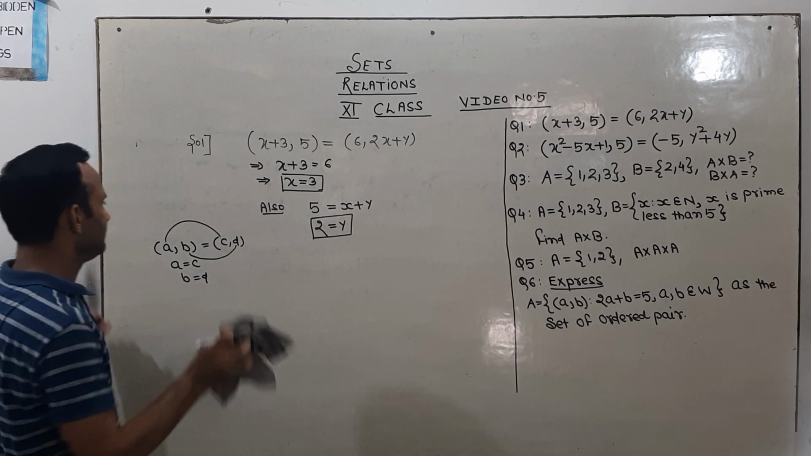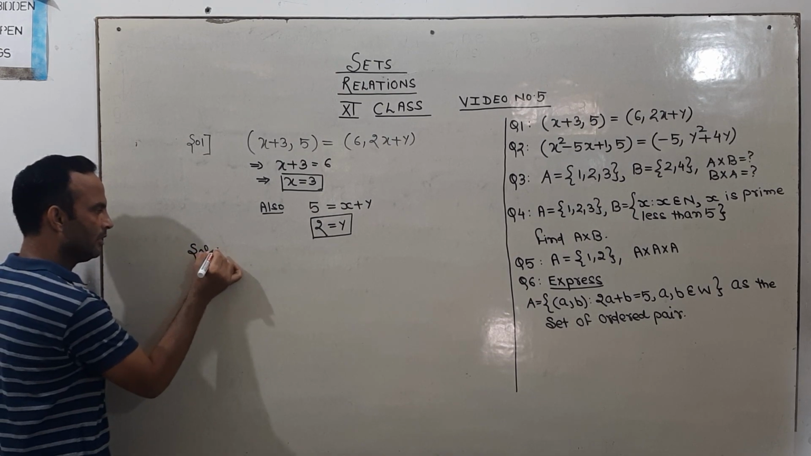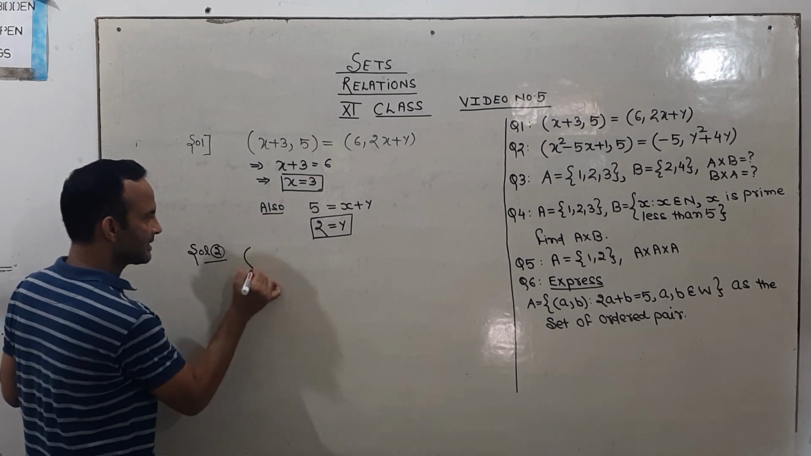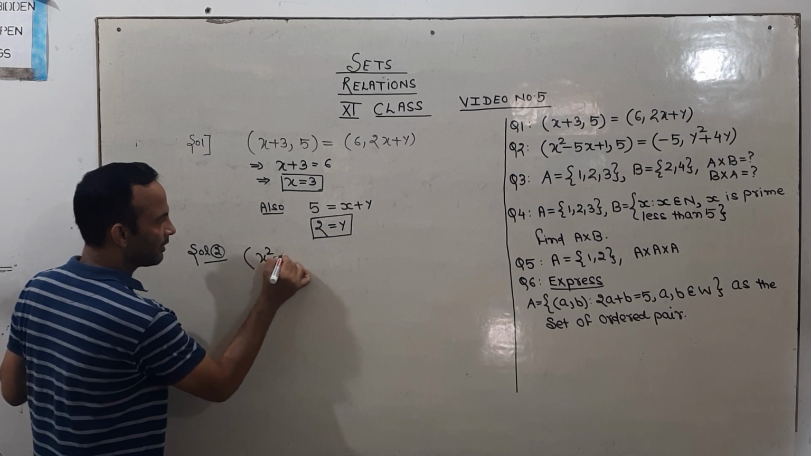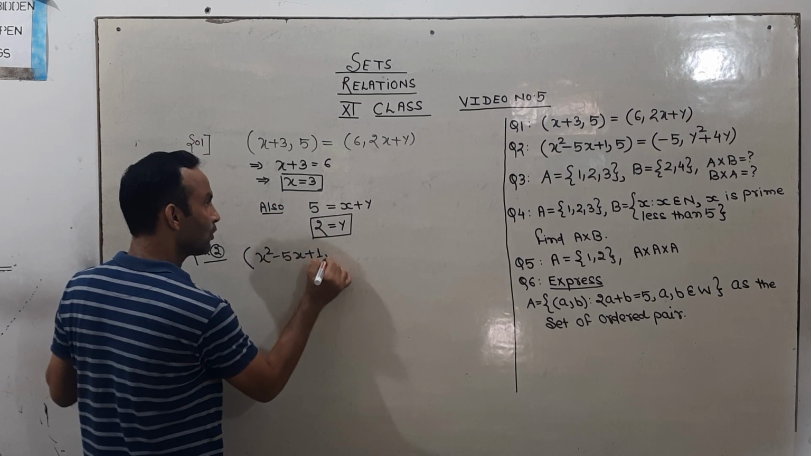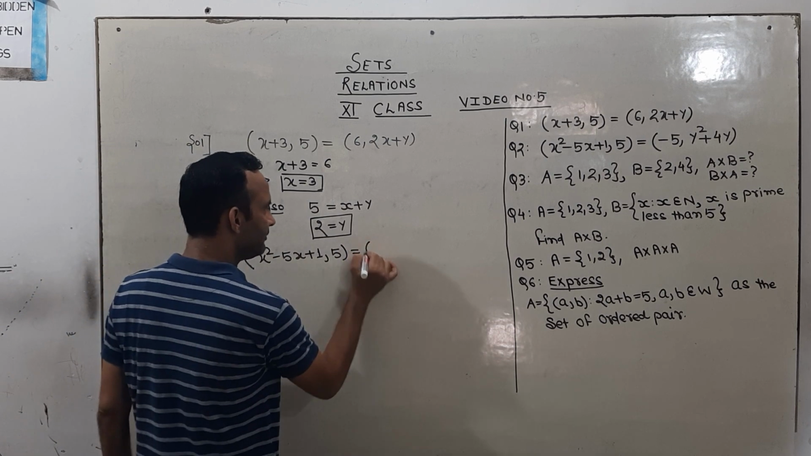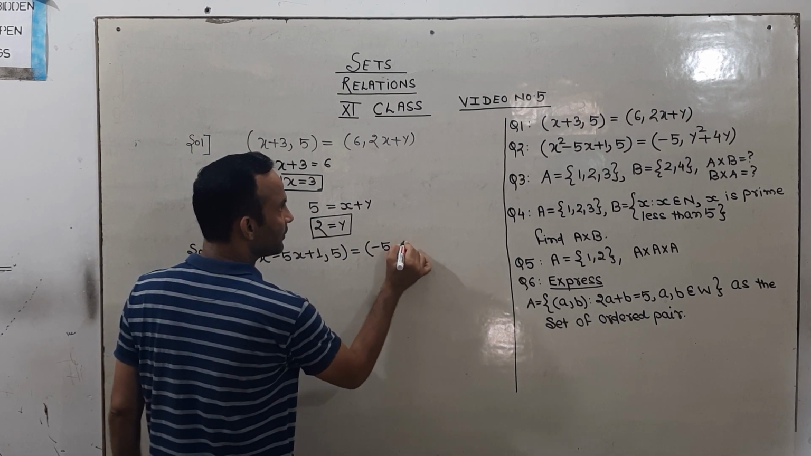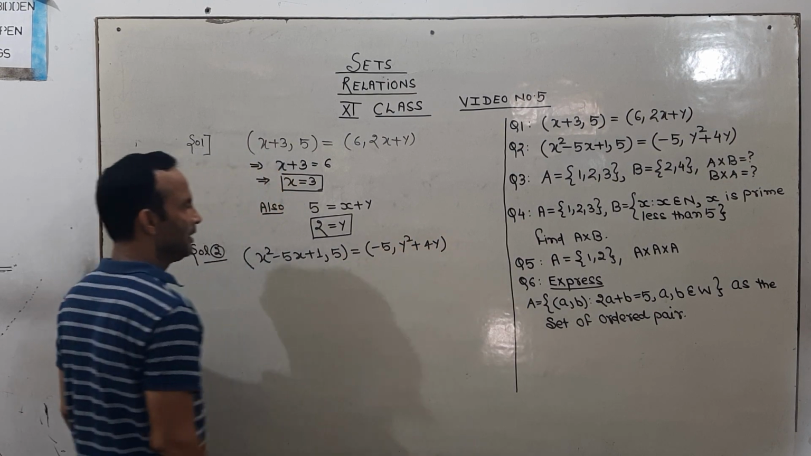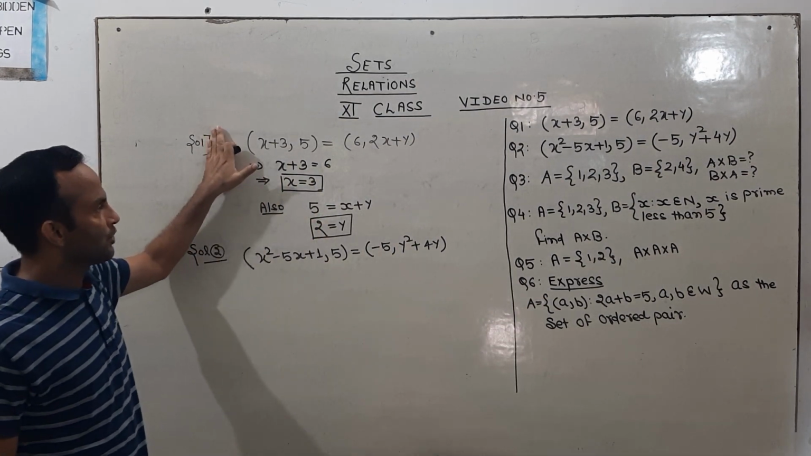Now see the next problem. Problem number 2. In problem number 2, what is given? This is the ordered pair x square minus 5x plus 1 comma 5 is equal to minus 5 comma y square plus 4y. Okay. Now dear student, we have to apply the same concept as we have done in question number first.